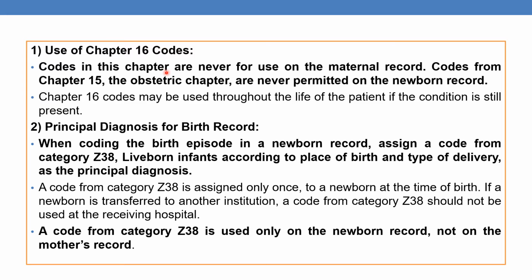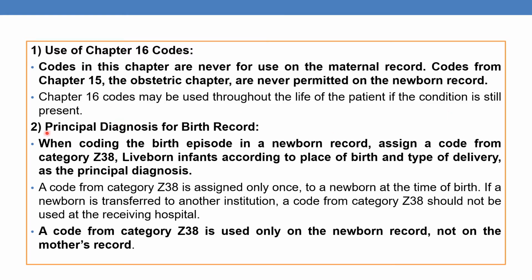Codes from chapter 16 are never to be used on the maternal record. And codes from chapter 15, the obstetric chapter, are never permitted on the newborn record. This is important. Chapter 16 codes are never to be used on the maternal record, and chapter 15 codes should never be permitted on the newborn record. And chapter 16 codes may be used throughout the life of the patient if the condition is still present.